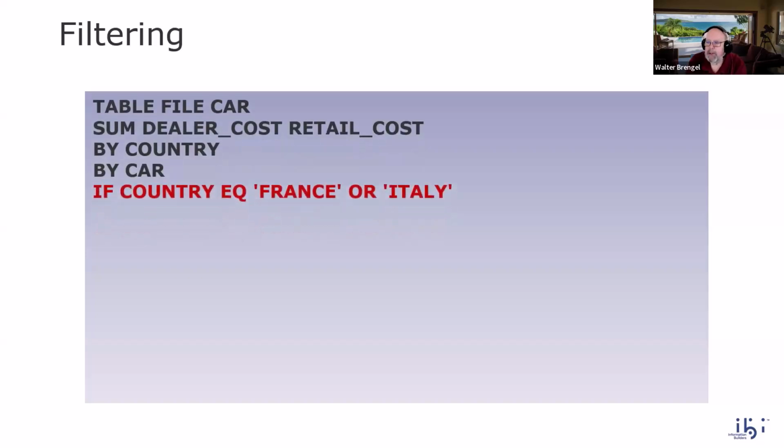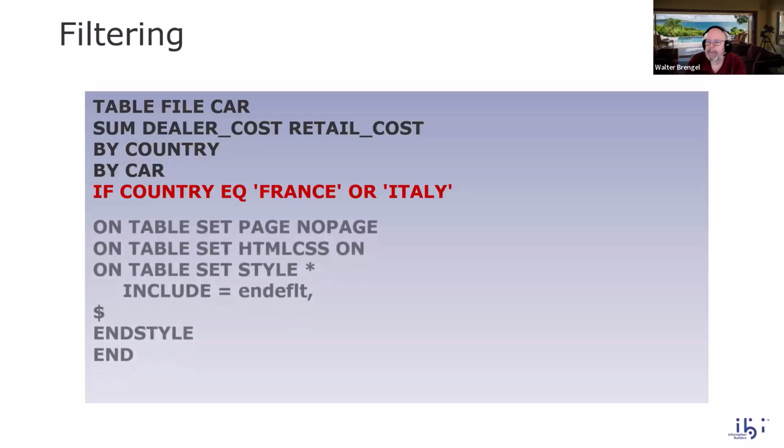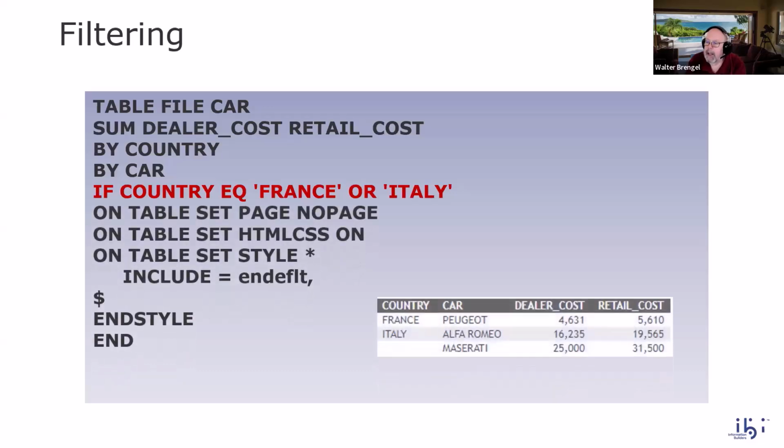If I only want country equals France or Italy, now somebody's out there saying, but you just said it's only to a value. Well, you can do a string of values that are ORed together. So if country equals France or Italy is fine. So it's the same field, and we're looking at different values on the other side. But again, they're still values. And we get only the France and Italy as we expected.